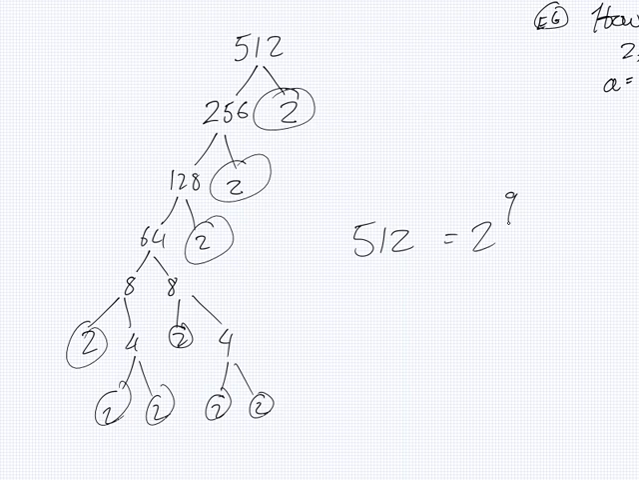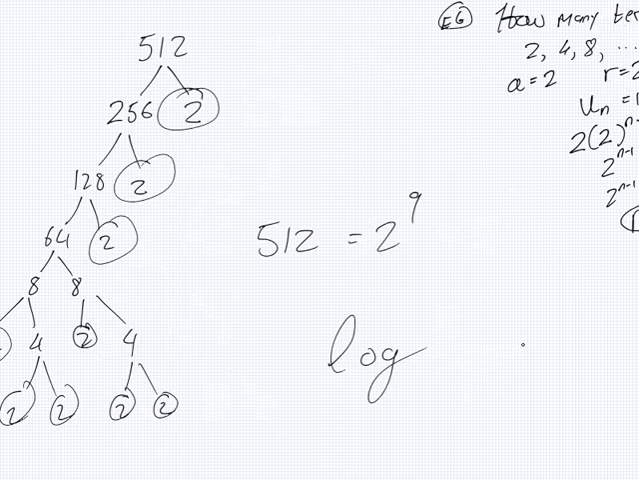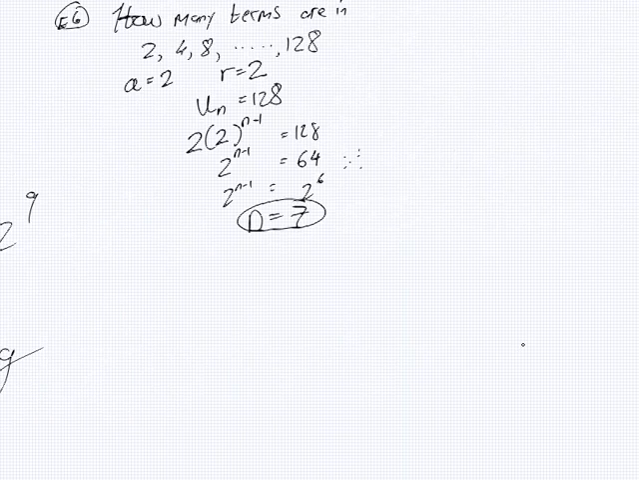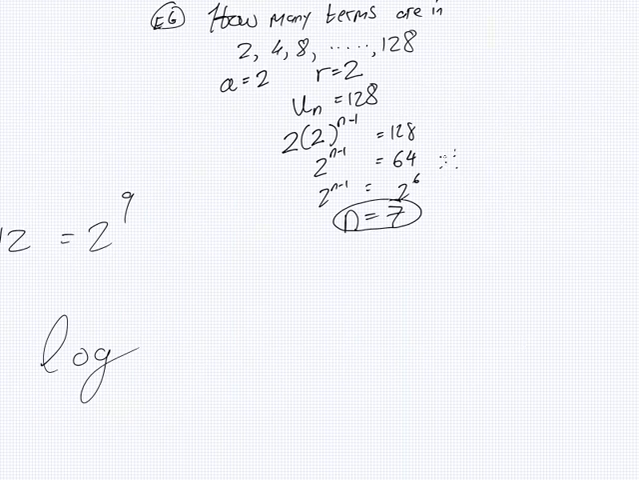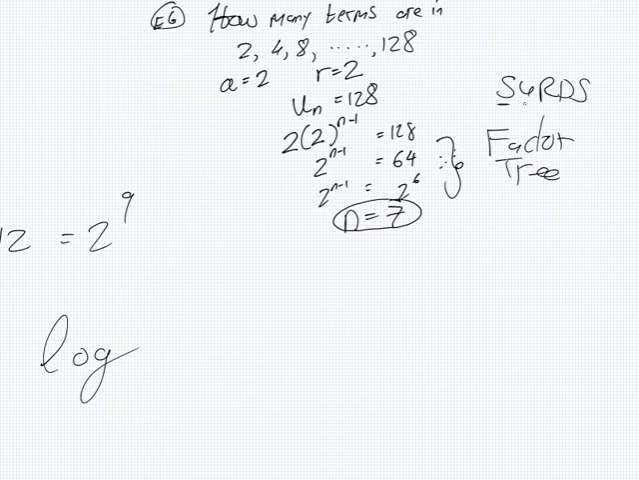Yeah. Now there is another way to do this. Not doing it this way. A quicker way using something called logs, which we haven't done yet, and we will. So basically, you can use the factor tree, and if you need to review that, we did it in the lesson on surds.